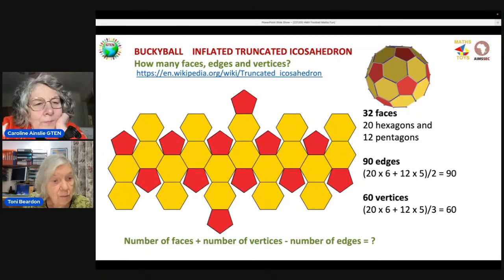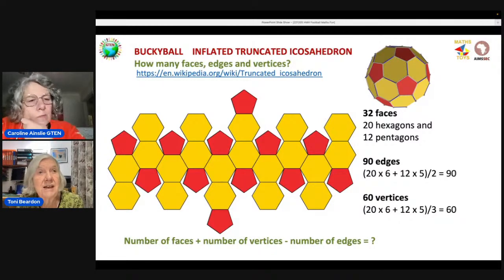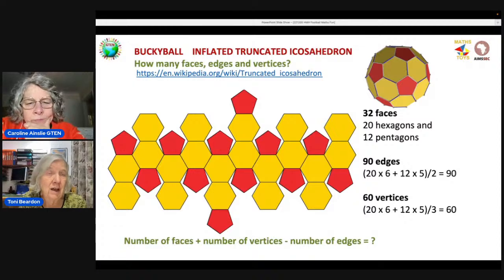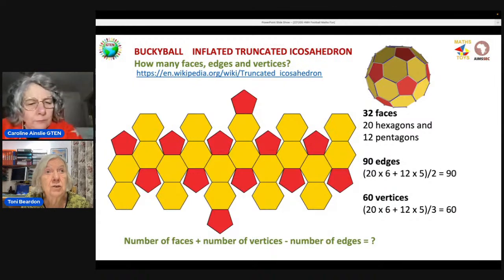Right. And if we add the number of faces and the number of vertices, and then subtract the number of edges, we will get 32 plus 60 is 92 minus 90, and the answer is 2. And if we count faces, edges, and vertices for any polyhedra, we'll do that calculation at the bottom of the screen here, we'll always get 2. That's Euler's formula, or Euler's constant.